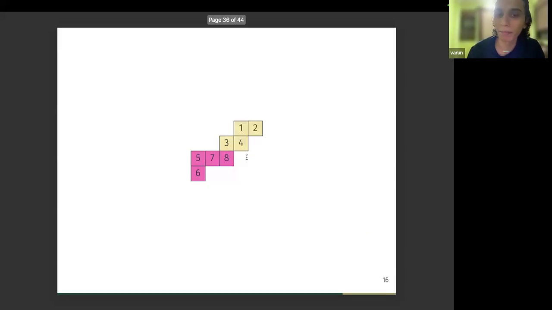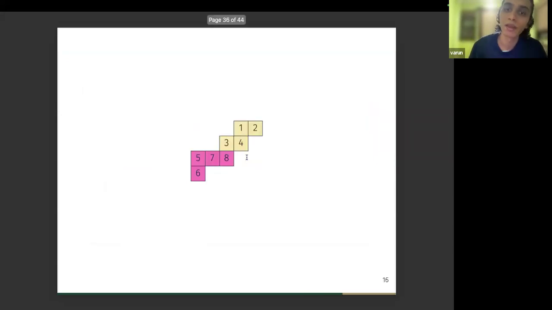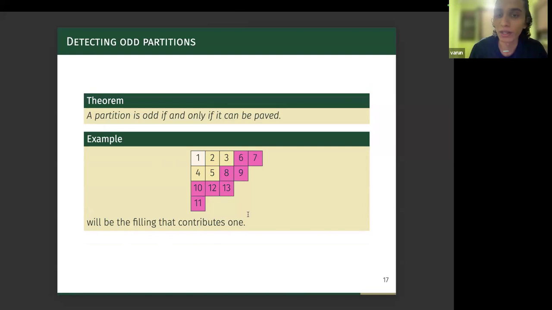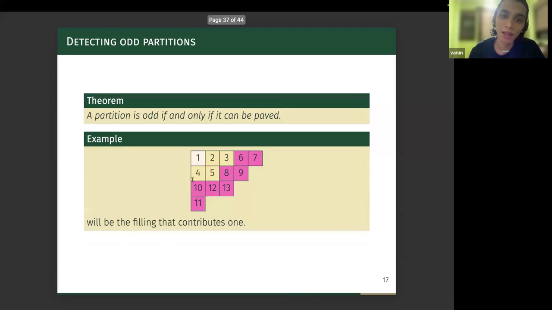And that would mean that by the lemma there is a way to permute the filling in such a way that we get an even number of fillings. So the only way to get something that cannot be permuted is to respect the paving. So we have our paving, and then corresponding to our paving, we have a unique way to fill the rim hooks that cannot be permuted, and that proves that the partition is odd if and only if it can be paved.